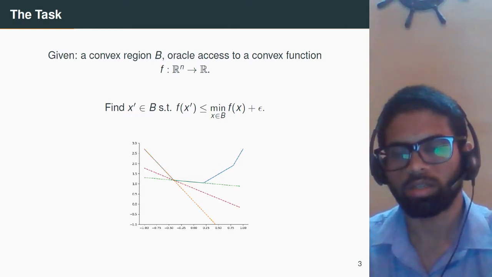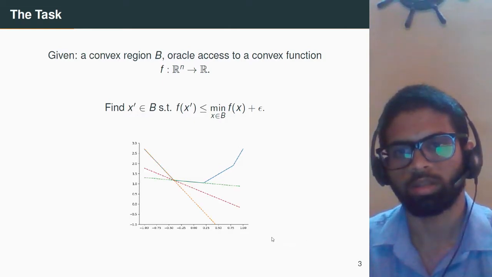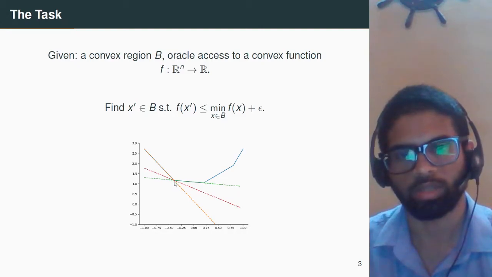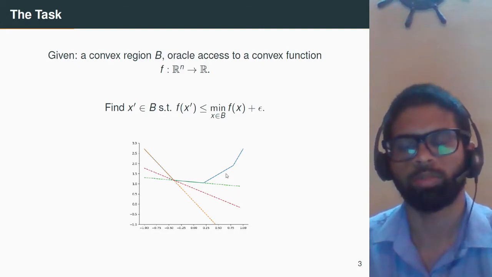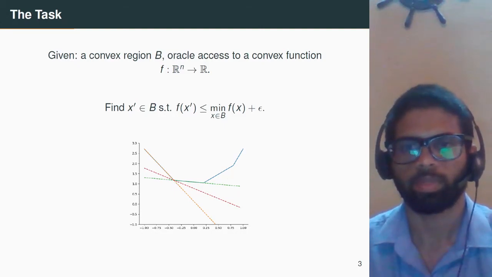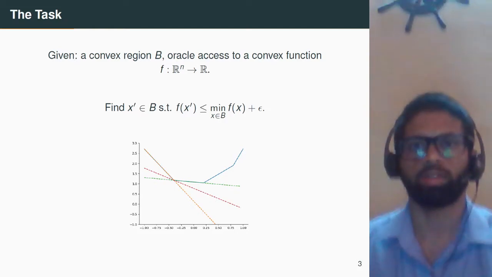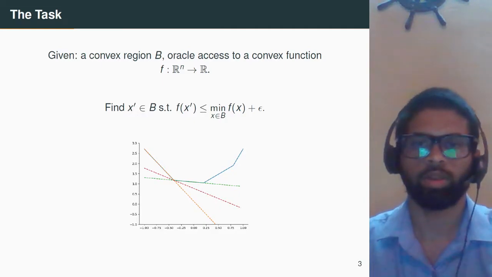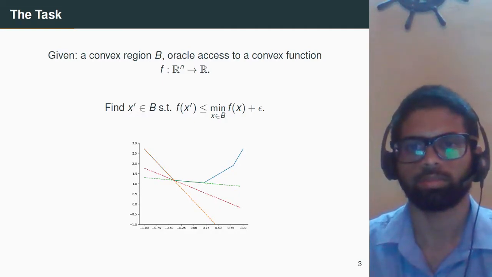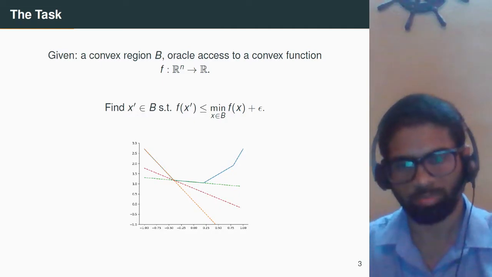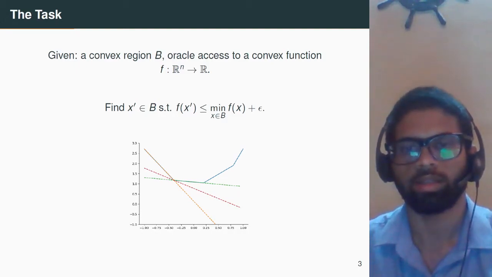So here, we have multiple planes that do pass through this point and that do stay completely below the curve. So any of these is a valid subgradient. And instead of having gradient oracle access, we're going to have access to a subgradient oracle. So that specifies our convex optimization task.